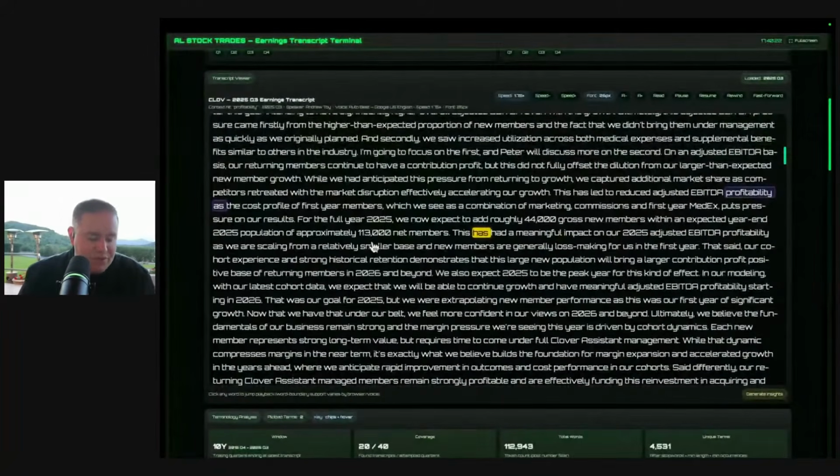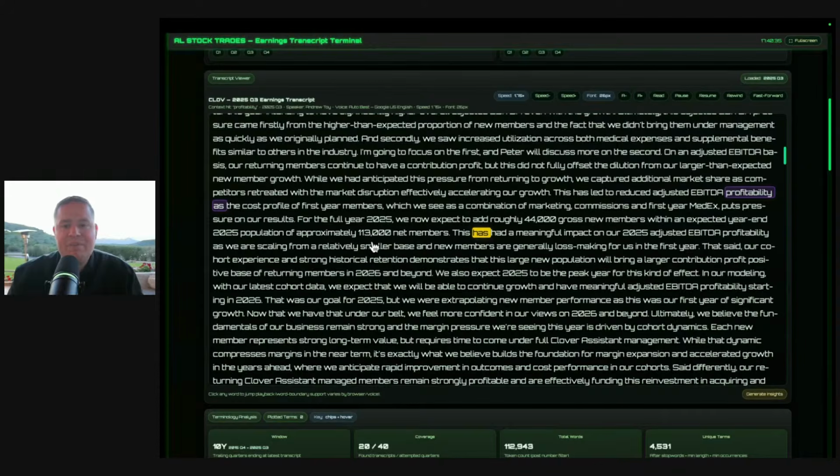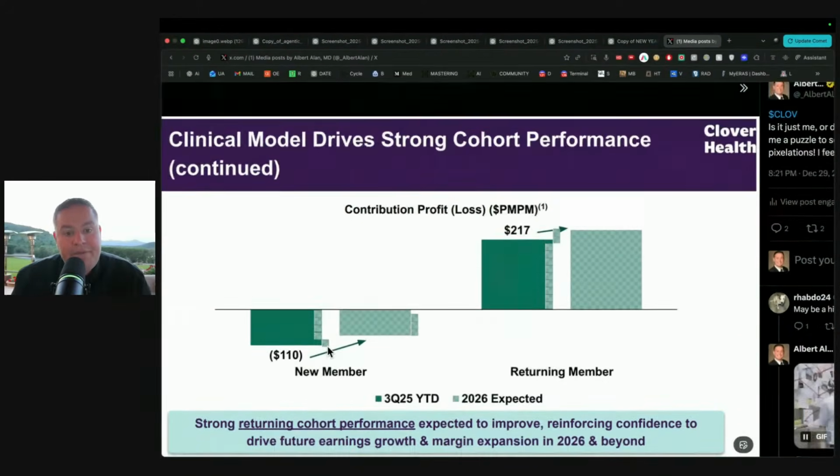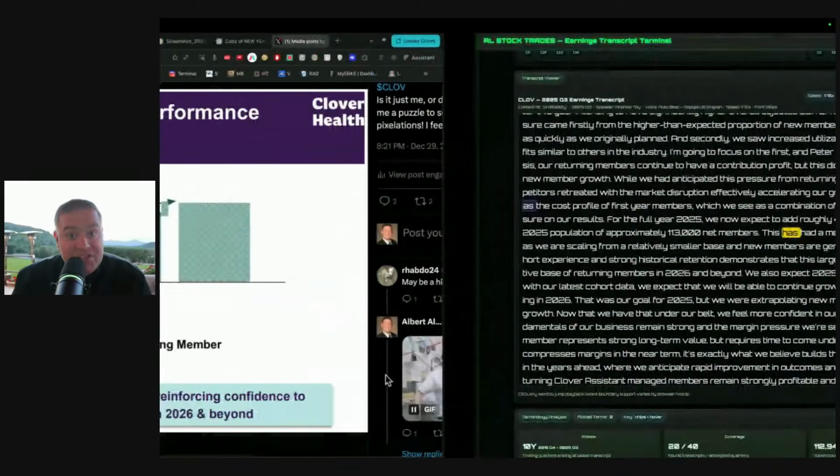Let's just use that 44,000 and multiply it by $217. So every month now, these new members that Clover got, it should in the future bring us $9.5 million in profitability. Multiply that by 12, these new members, the pain that we felt this year of getting this growth is going to help us get about $114 million of profitability in the future. Now, of course, this includes variable SG&A, but doesn't include fixed SG&A.